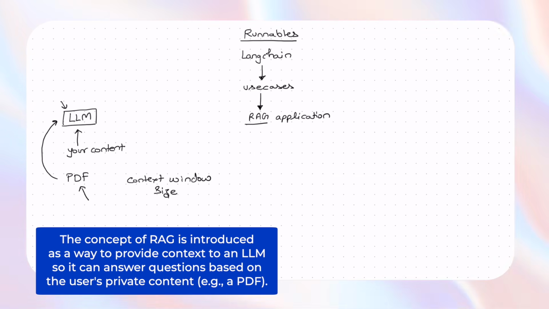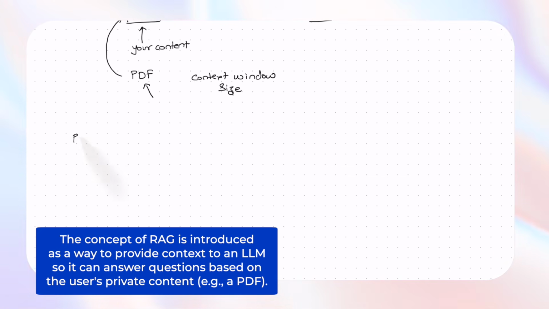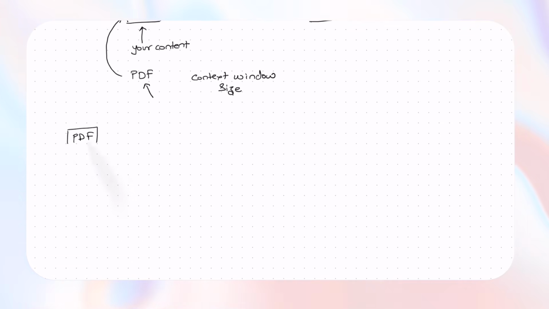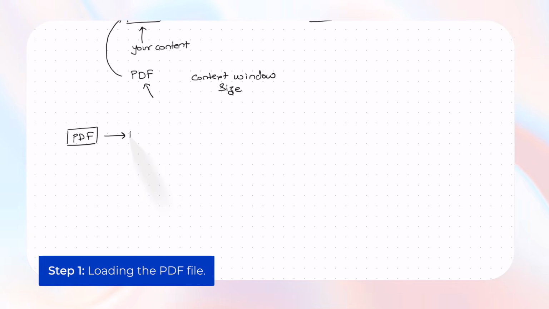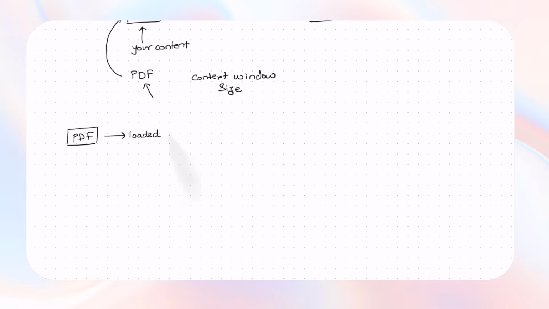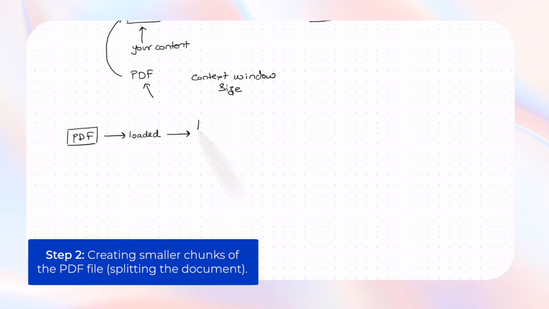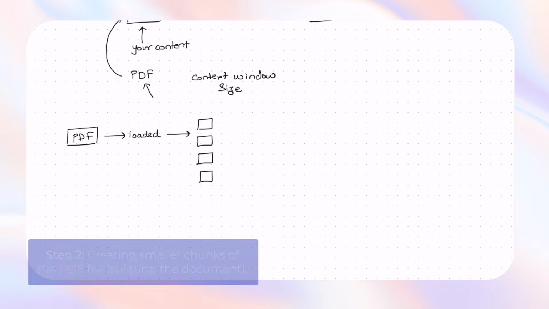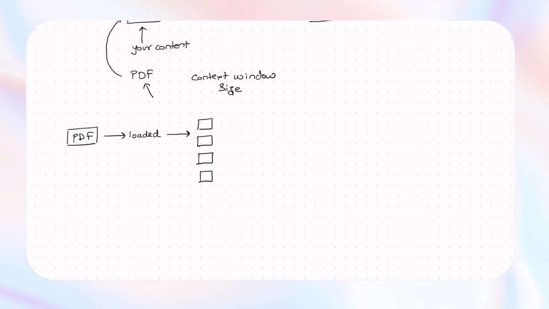What we are going to do essentially is first get this PDF file loaded to our system. Then we are going to create smaller chunks of this PDF file, because I cannot provide the entire PDF file to my LLM; I can only provide a portion of it. Let's say these are the pages of my PDF as of now: page 1, page 2, page 3, page 4. So essentially we are doing the split task over here.